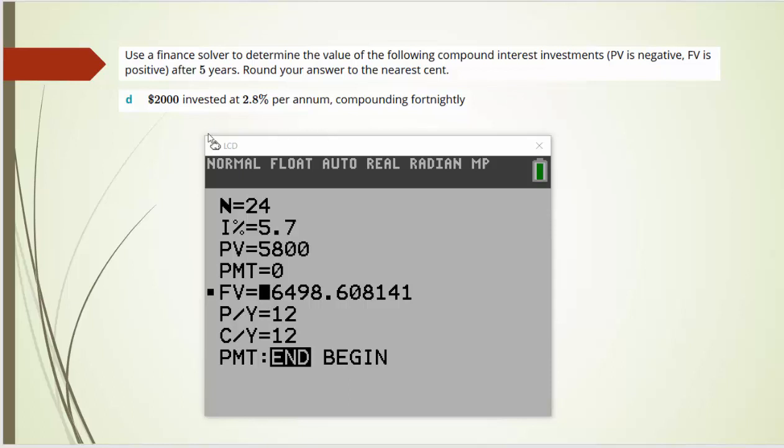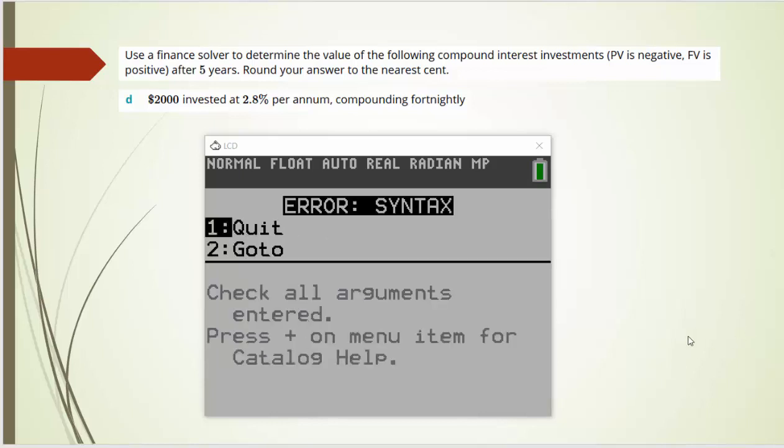That comes later. So going back up to the top again, 5 years compounded fortnightly, 26 fortnights in the year, 5 26s are 130. Interest rate of 2.8%. Present value is 2,000 into the bank, so that goes in as minus 2,000. Again, there's no repayment on this question, so we'll leave that as it is.